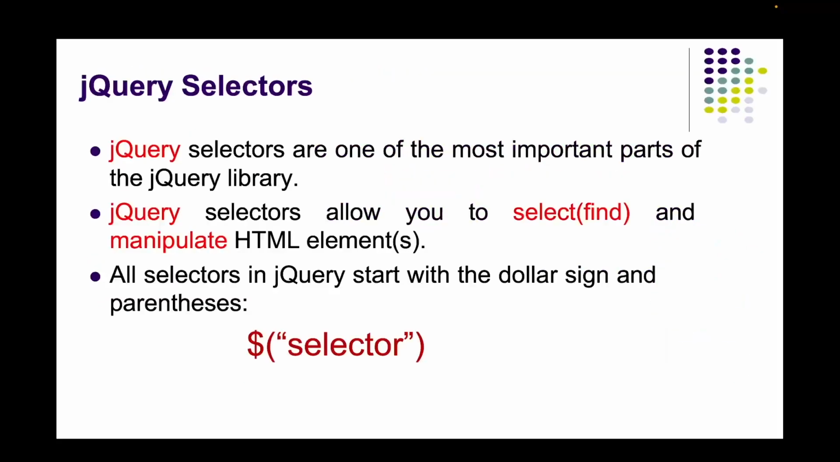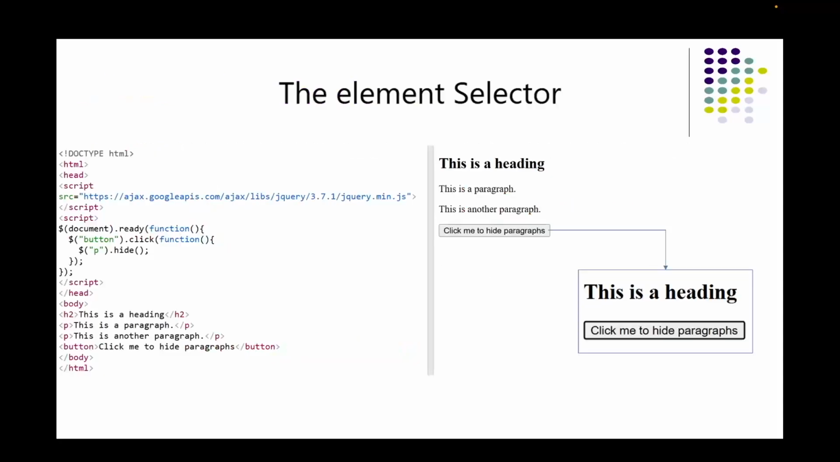jQuery selectors. Selectors are how we find and manipulate HTML elements. They are the most important part of the library. We use the dollar sign and parentheses to select elements, very similar to how you select things in CSS. So first is the element selector, the $("button").click function. Here the element selector, $("p"), selects all paragraph tags on the page. So in this example, when you click a button, every single paragraph on the page will disappear.